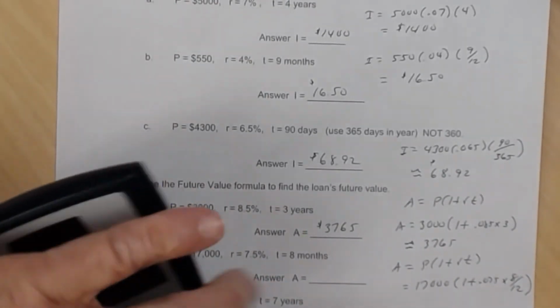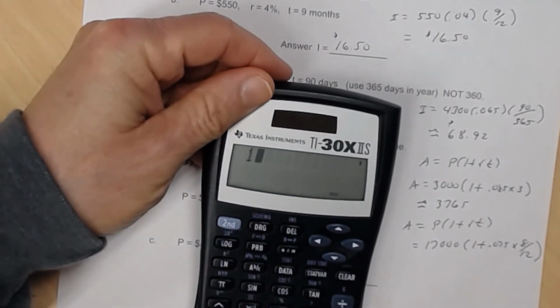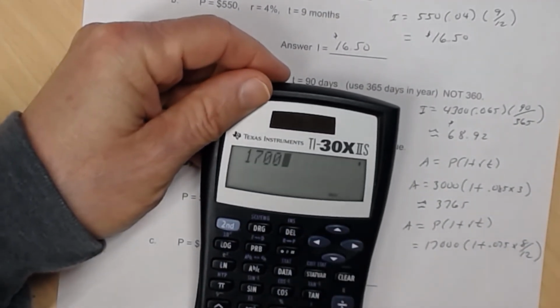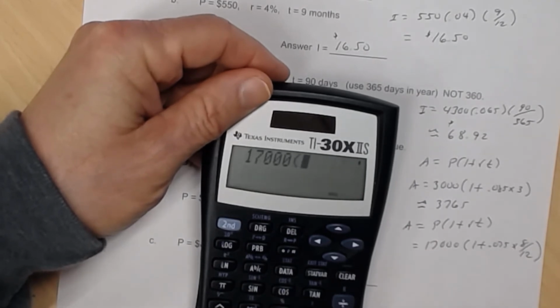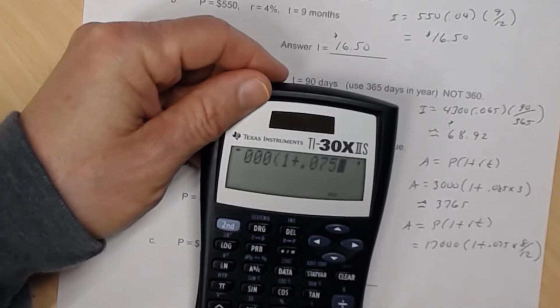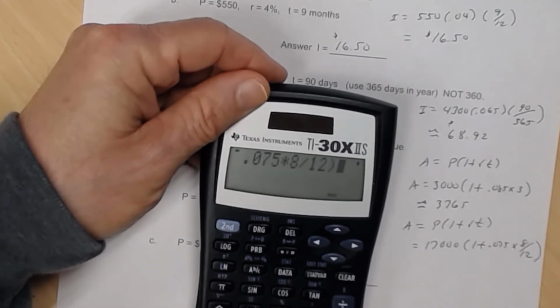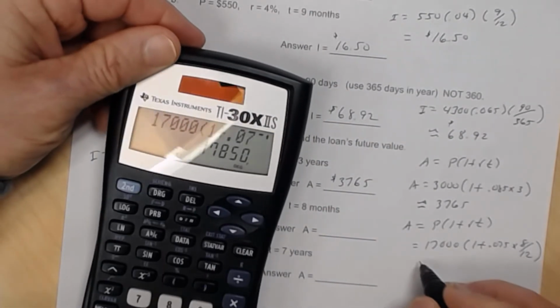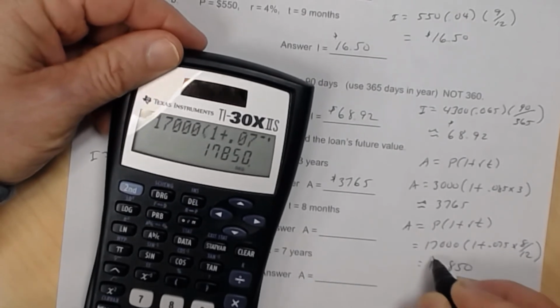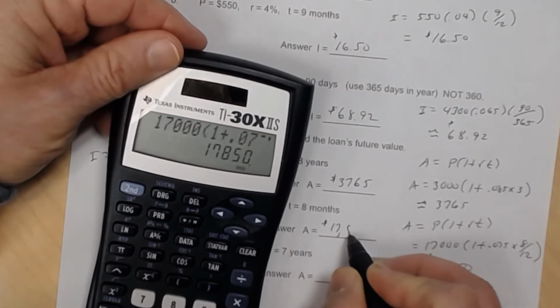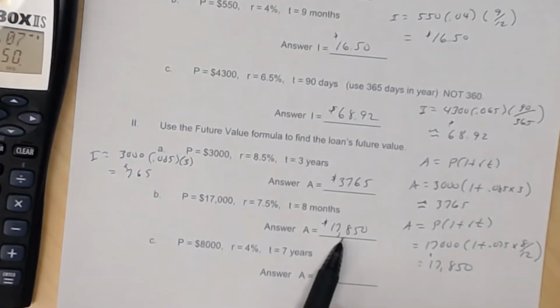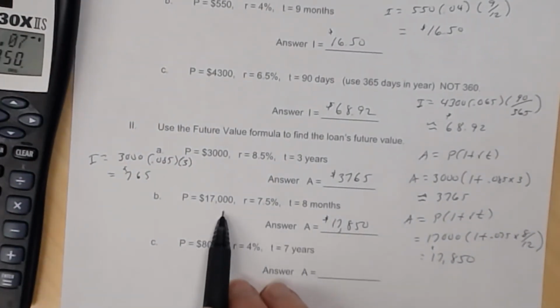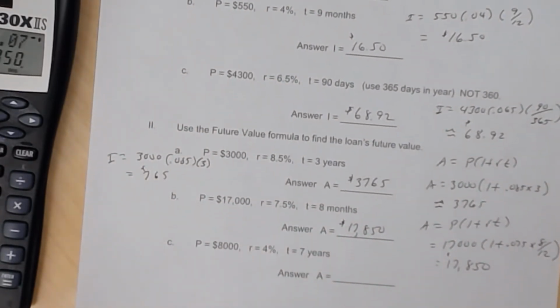So on your calculator, you're going to say $17,000, in parentheses, 1 plus 0.075 times 8 divided by 12, close the parentheses, and then press equal, and that is $17,850. All right, so the question becomes, what does that $850 represent? You borrowed $17,000, so what does this $850 represent? That's the interest. That's how much interest you have to pay back.